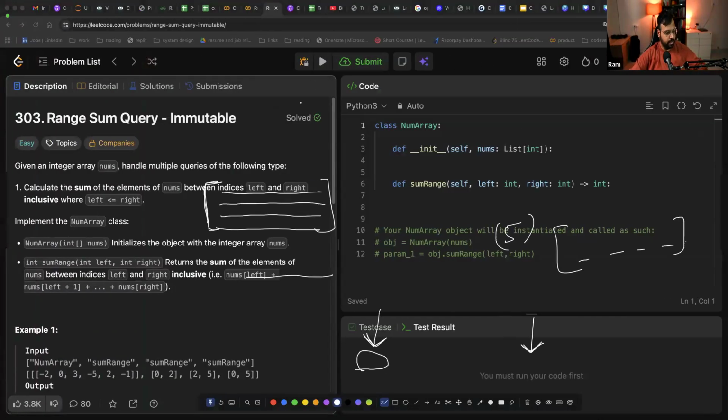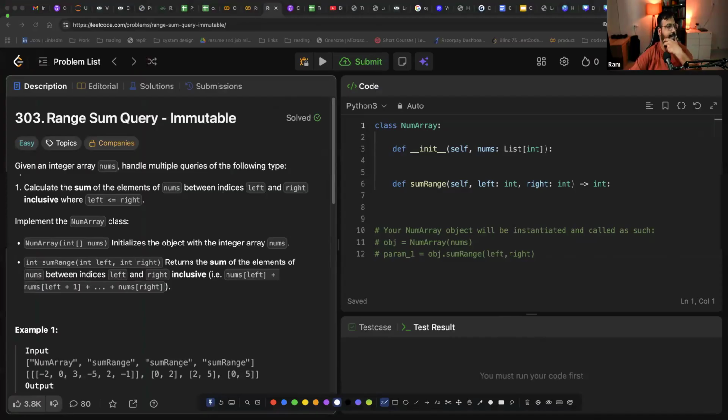Okay, so the question is that given an integer array nums, handle multiple queries of the following type. See, this is also a variety of question where we need to actually write a class. We need to design something. You have been given a class and some init function and some methods. So we need to design.